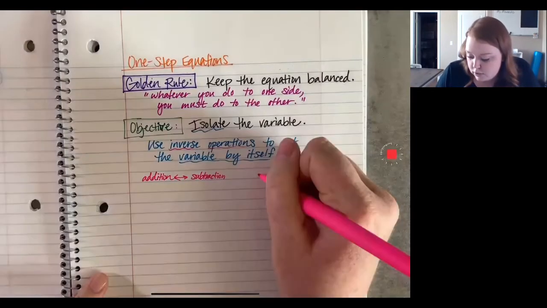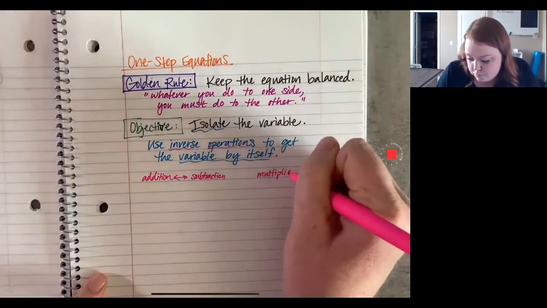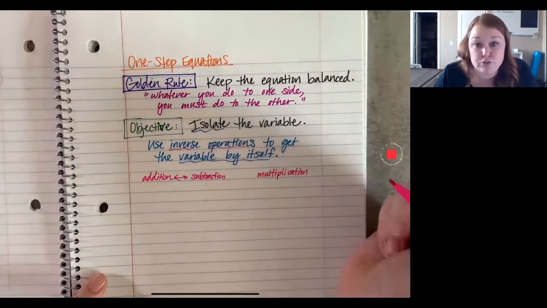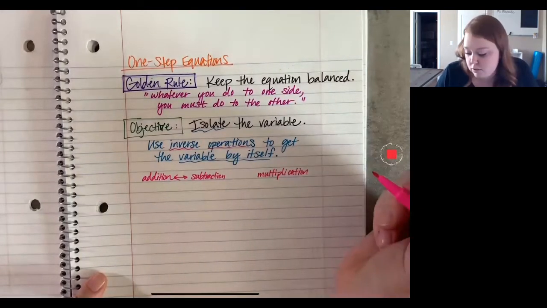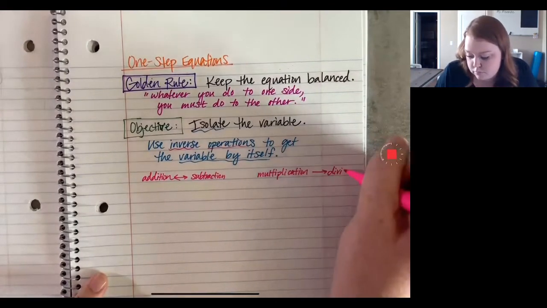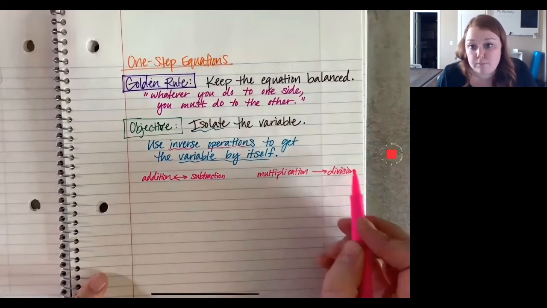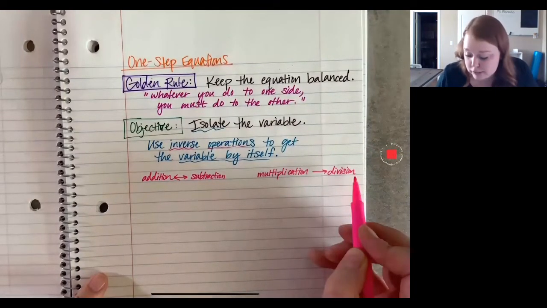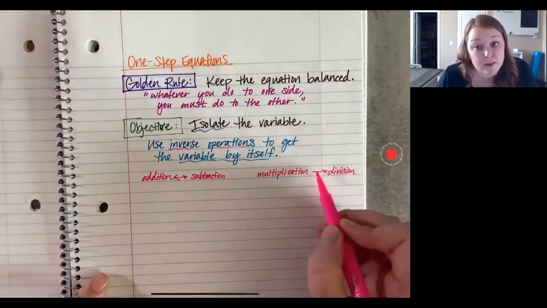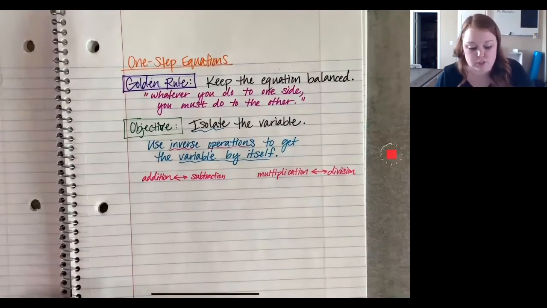Now, what's the inverse operation of multiplication? Meaning, how do you undo multiplication? Well, you divide. It's a division. And if something is dividing by a number, I can undo it by multiplying by that number. Those are also inverse operations of each other.